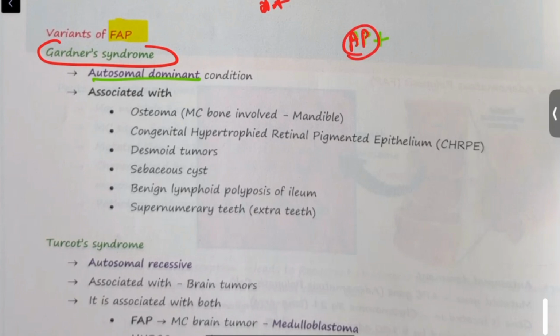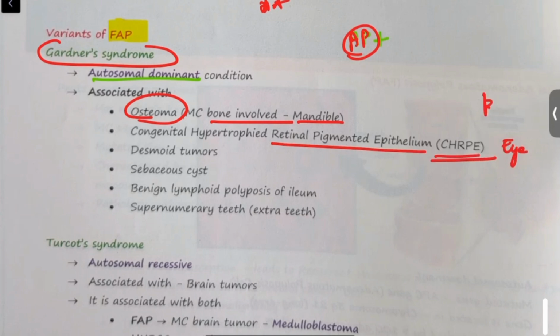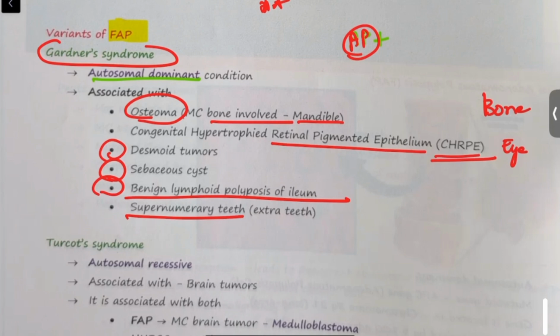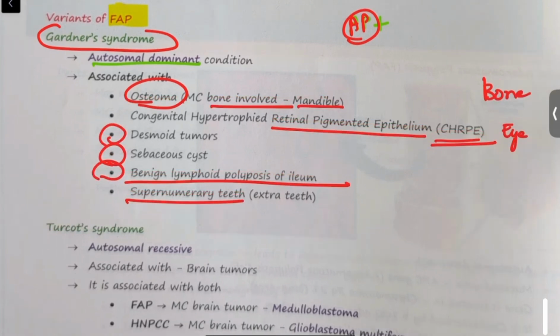Okay, if there is a bone tumor, that is osteoma in the mandible, usually most common. Along with that, congenital hypertrophied retinal pigment epithelium, so the eye is also involved, bone is involved. Then desmoid tumors, sebaceous cyst, benign lymphoid polyposis of the ileum, and supernumerary teeth, that is extra teeth. All these things are involved, then that constitutes a syndrome called Gardner's syndrome.